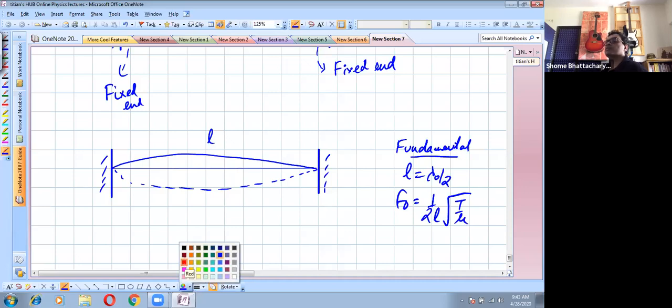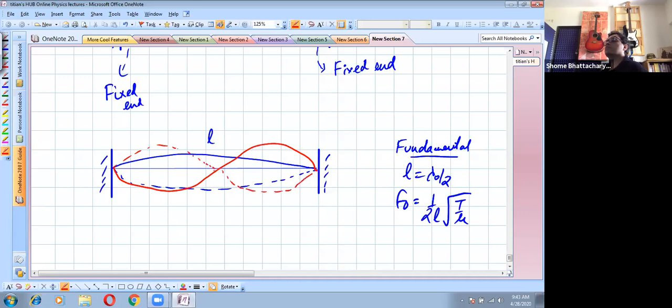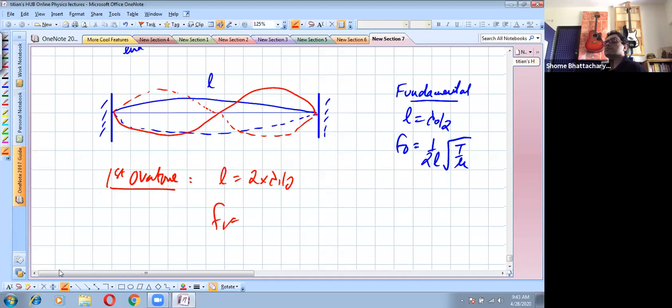Then, for example, for the first overtone, the string vibrates like this, as the midpoint of the string also acts like a node now. So for the first overtone mode, the length actually becomes twice lambda by 2, or lambda becomes equal to L. So the frequency of the first overtone becomes 1 by L square root T by mu.